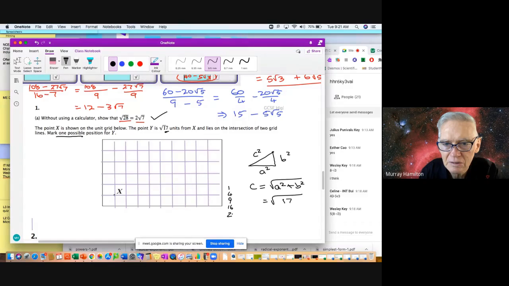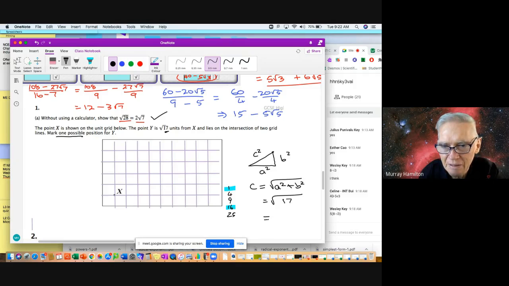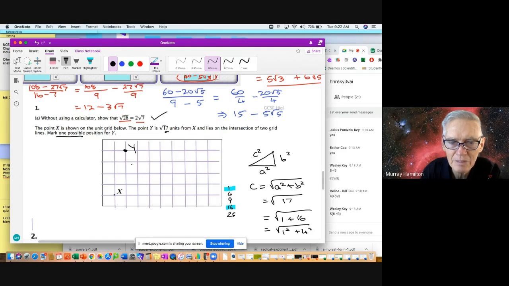Well, there must be some of those lower ones. Hopefully that you can see that 1 plus 16 makes 17. That makes sense? 1 and 16 makes 17, very high-powered calculus here. So that's 1 plus 16 makes 17. In other words, 1 squared plus 4 squared equals the distance. So if I go out 1, up 1, 2, 3, 4, I could have y in this position. It's on the intersection of a grid.